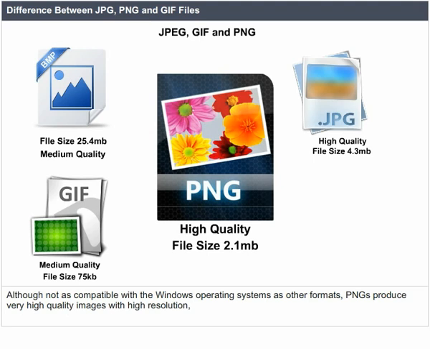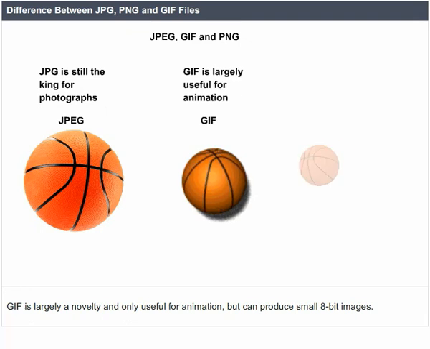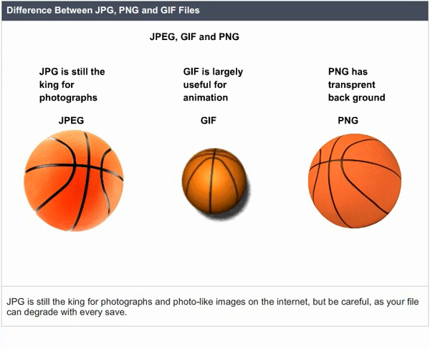JPG, GIF, and PNG in short. PNG is a good option for transparency and non-lossy smaller files. Larger files, not so much, unless you demand non-lossy images. GIF is largely a novelty and only useful for animation but can produce small 8-bit images. JPG is still the king for photographs and photo-like images on the Internet, but be careful as your file can degrade with every save.